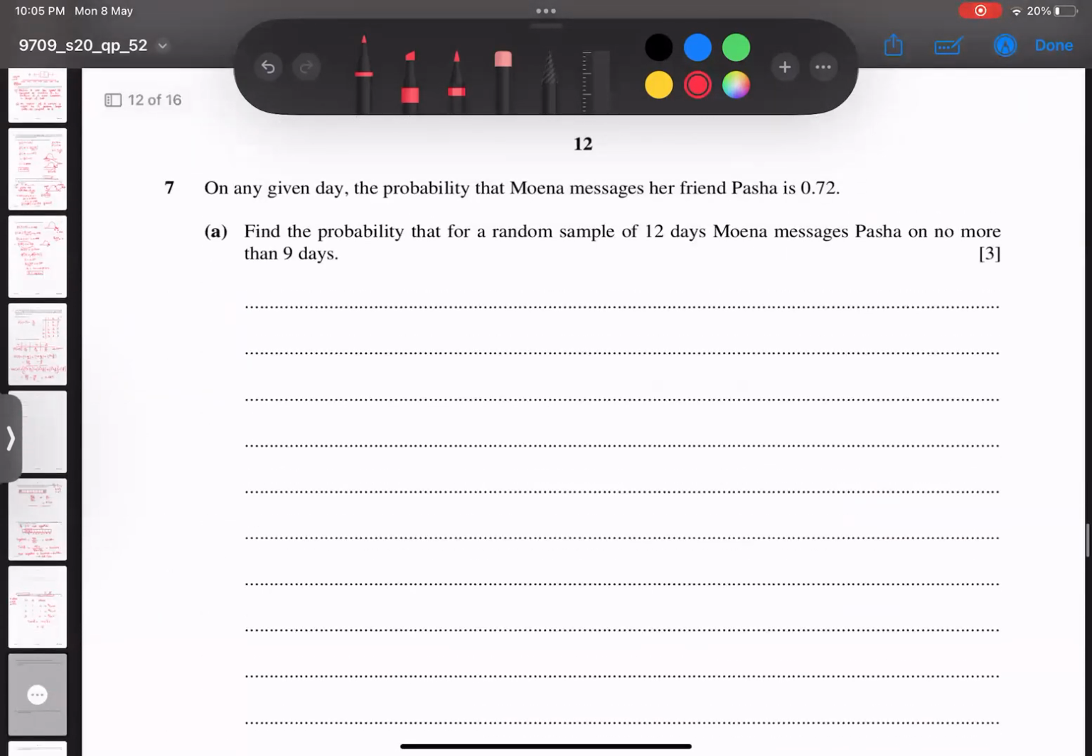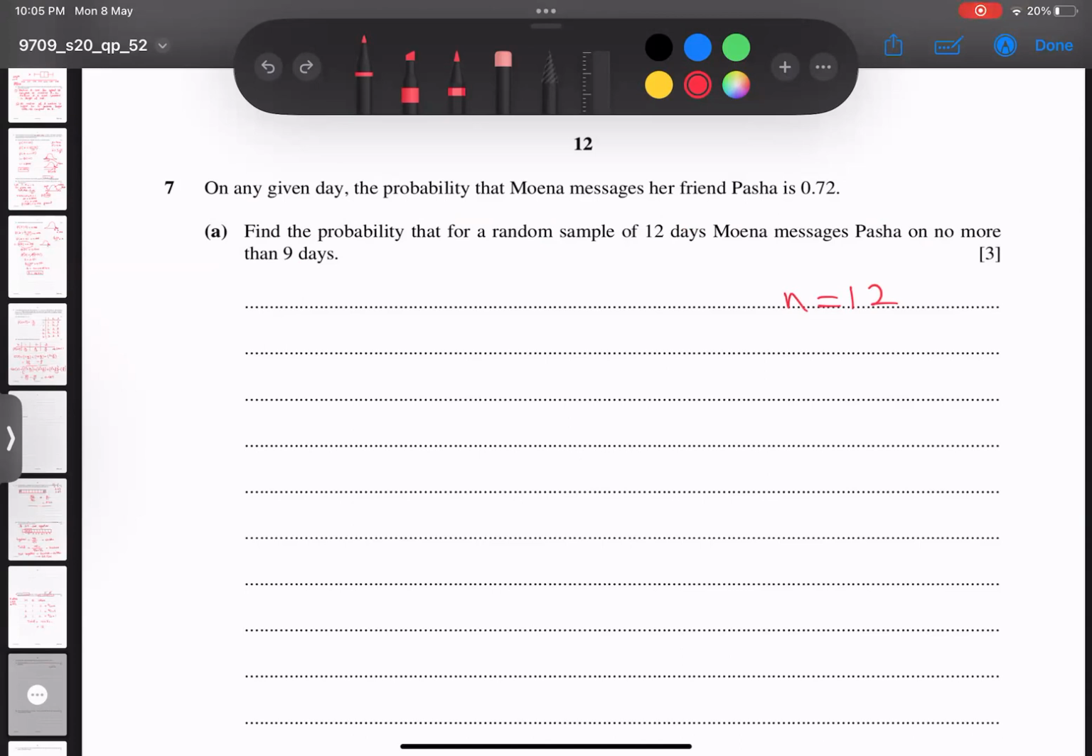Next question. On any given day, and any means the probability remains the same, the probability that she messages her friend is 0.72. And the probability that in a random sample of 12 days, so the sample is 12, she messages on no more than 9 days.